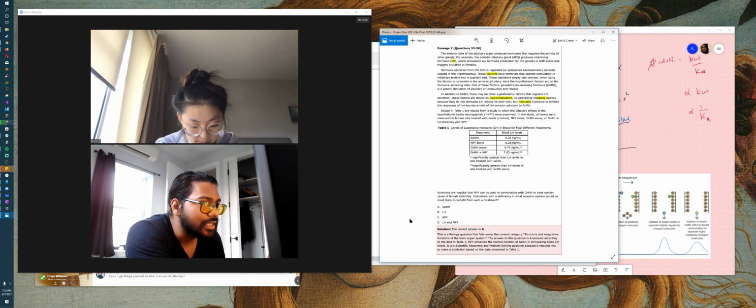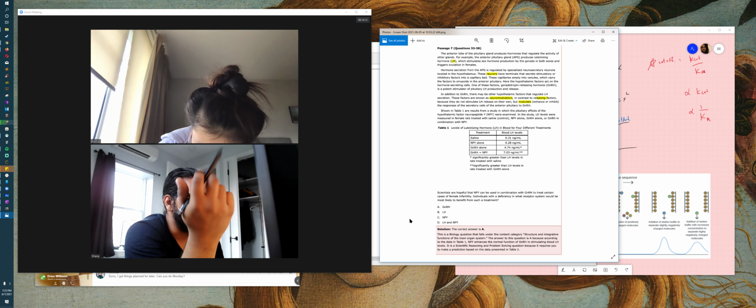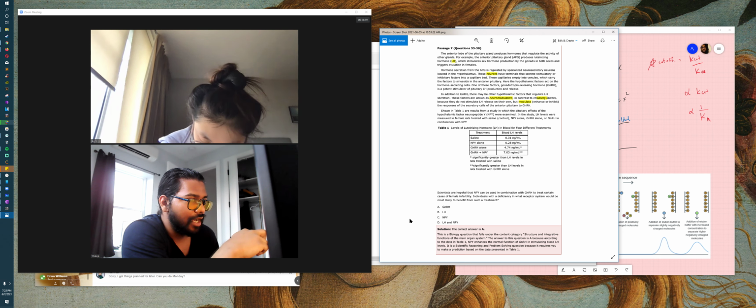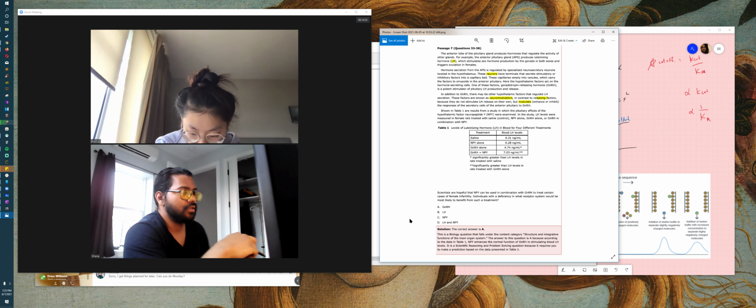The asterisk says for GnRH alone, significantly greater than LH levels in the saline sample. And for the double asterisk, they're saying significantly greater than LH levels with just GnRH. So they're just saying that these are significant. Now back to the question. Scientists are hopeful that NPY can be used in combination with GnRH to treat certain cases of female infertility. Individuals with a deficiency in what receptor system would be most likely to benefit from such a treatment?